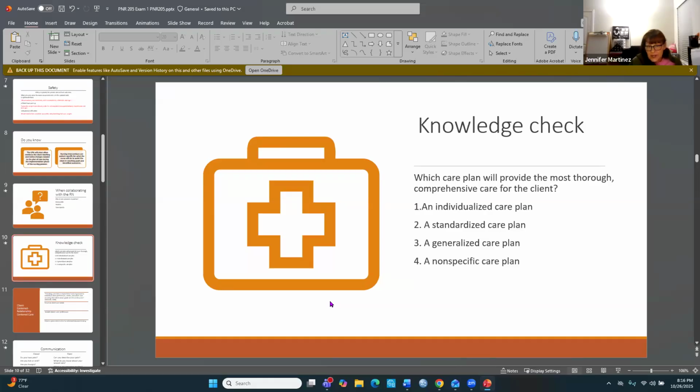And those are just generalized, right? Let's just say I'm going to use risk for falls as an example. So I have a client that's at risk for falls. It's going to give you a list of 30 different interventions that you could potentially use. And then you're going to individualize those to your client's specific needs. So that's going to give you the most thorough, comprehensive care.